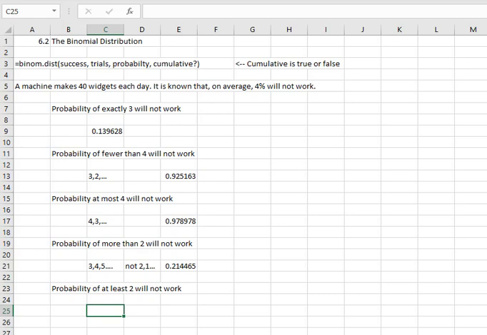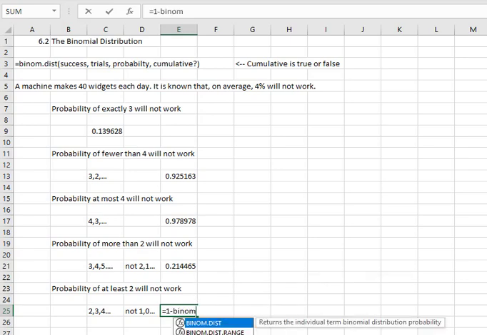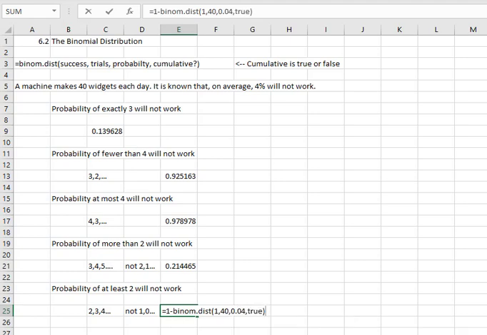Changing the wording a little bit and saying what's the probability at least 2 will not work, that means 2, 3, 4, and counting up. Again, because we're counting up, we're going to do the complement, which means we don't want 1, 0 counting down. Because we're doing a complement, we're going to start with equals 1 minus binom.dist, open a parenthesis. The first number of successes in my not list is 1, comma, the number of trials is 40, comma, the probability is 0.04, comma, and because we're adding all the values going down, we're going to say true. When I hit enter, I find the probability that at least 2 will not work on a given day is over 47, almost 48%.